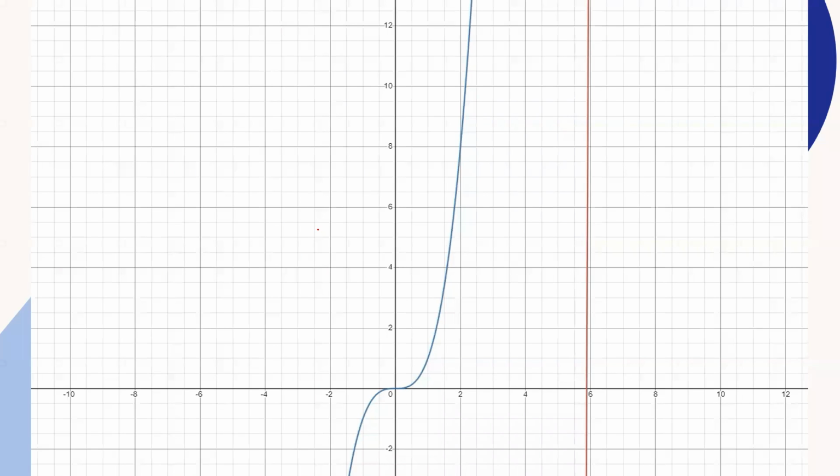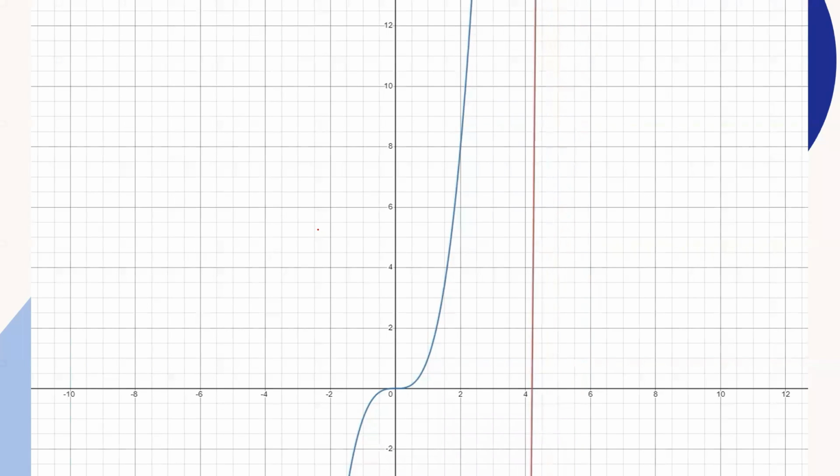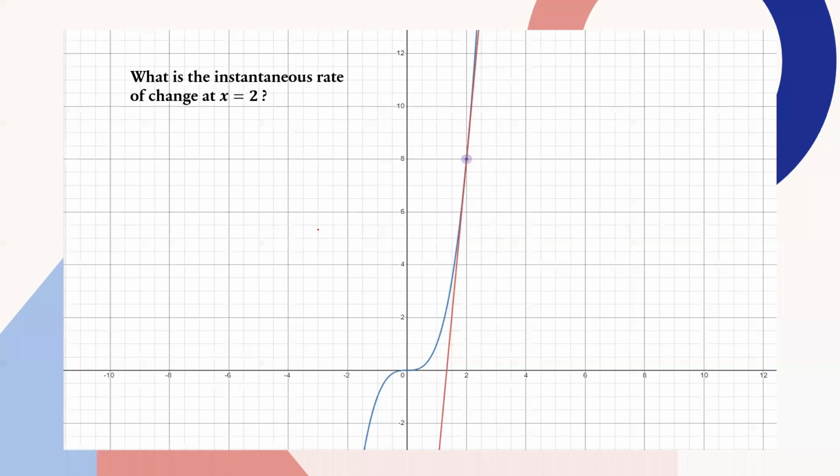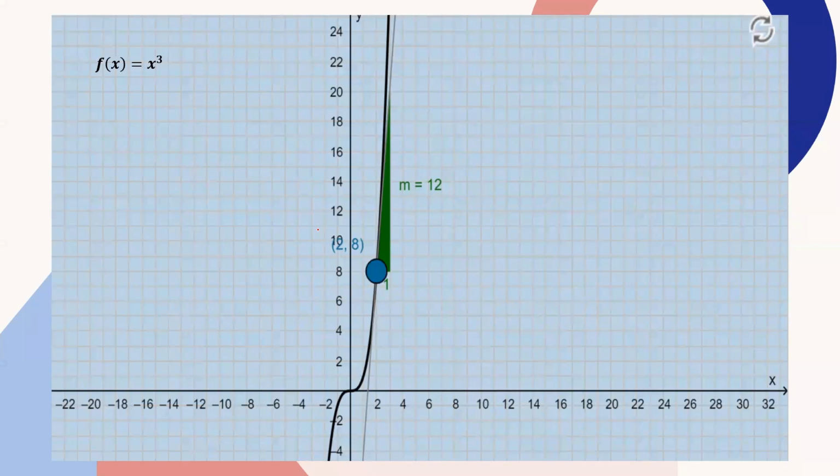So let's find the instantaneous rate of change at a particular point. Let us consider x is equal to 2. We are going to find the instantaneous rate of change at x is equal to 2. So the change in x is 1 and the change in y is 12. So the slope is 12 by 1, which is equal to 12.